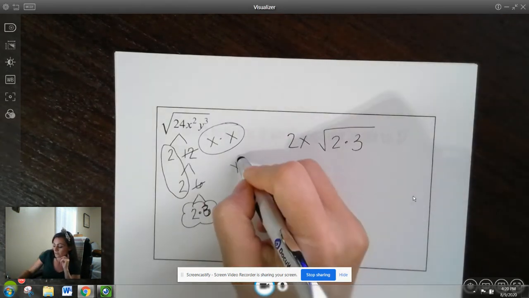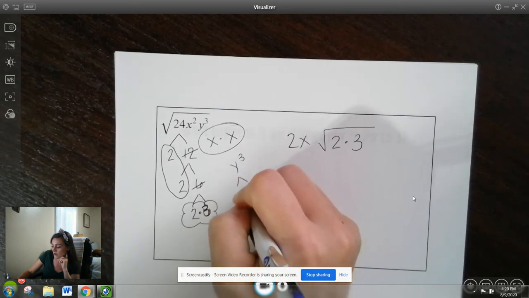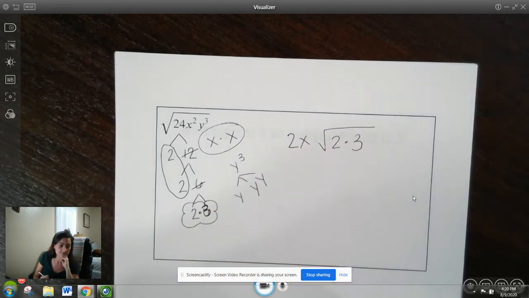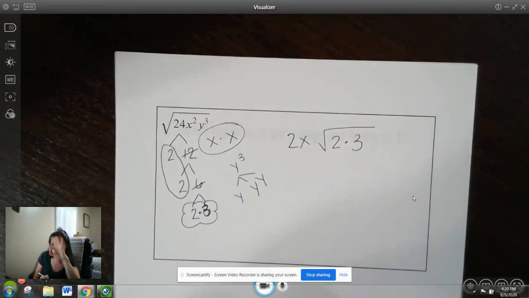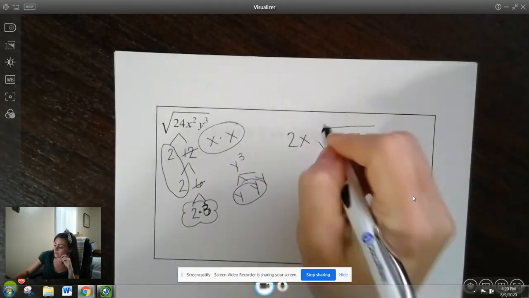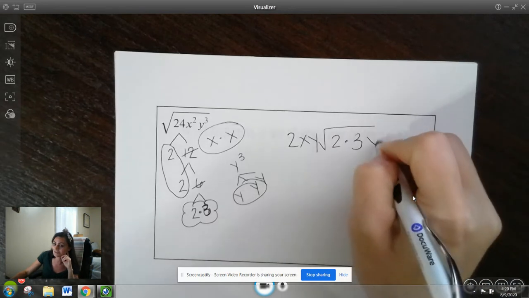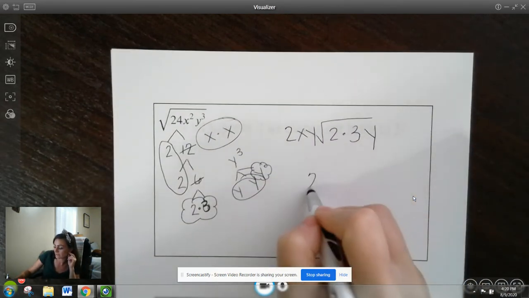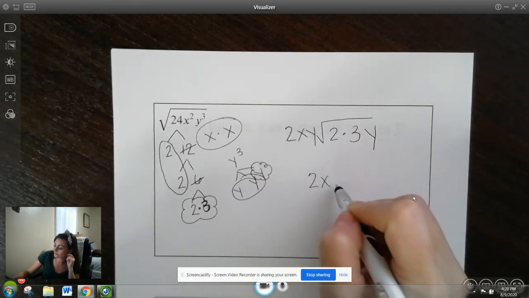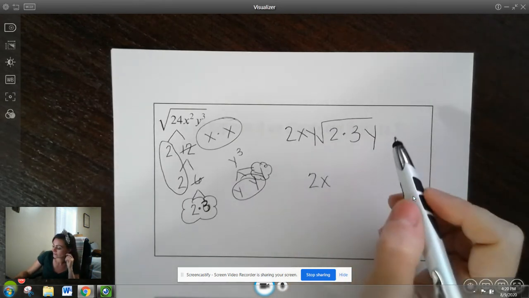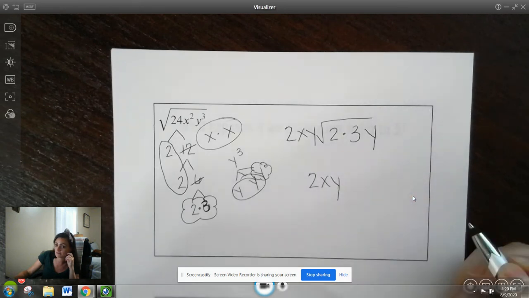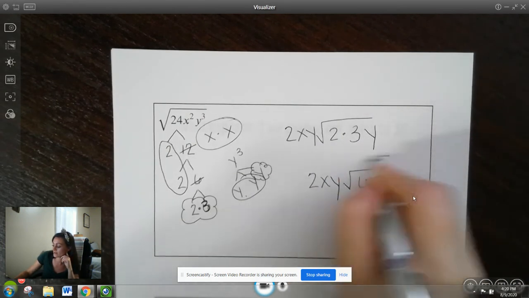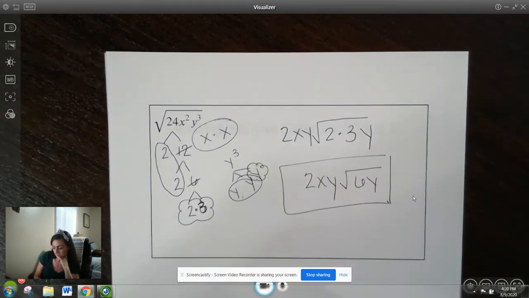Y cubed is y times 1 more y. That's y multiplied by itself 3 times. I have 1 pair of y's and an extra y left over. There's my leftover guy. So I have 2x on the outside of my radical. I have a y on the outside of my radical because I had that pair. And then I have 6y on the inside.